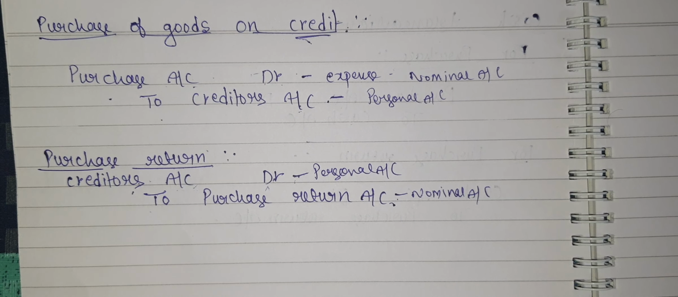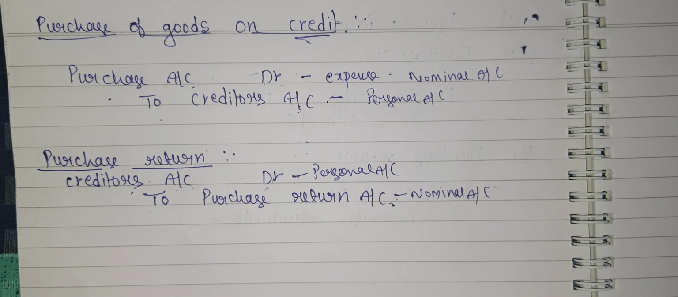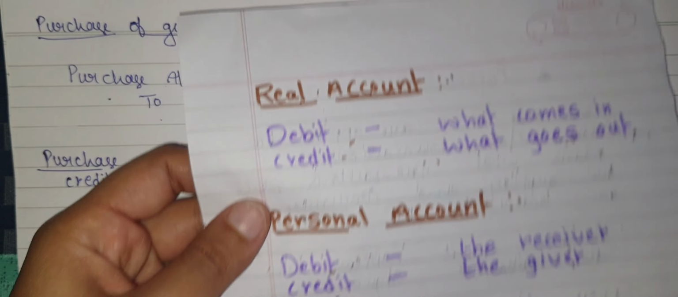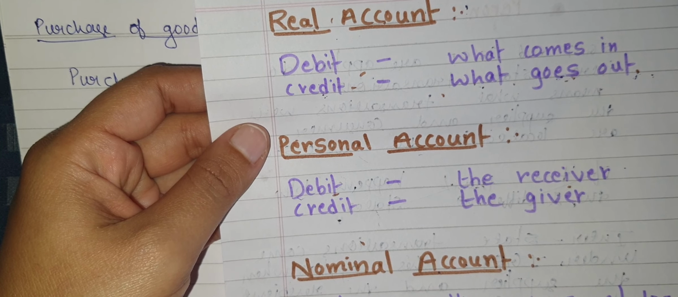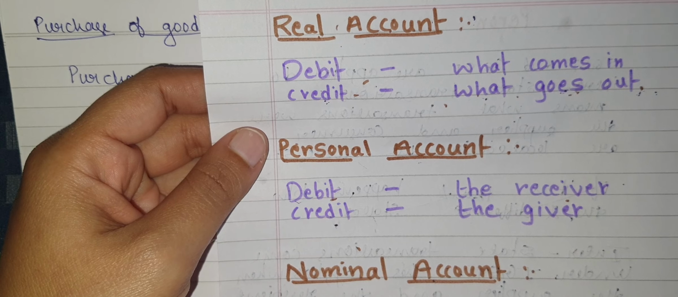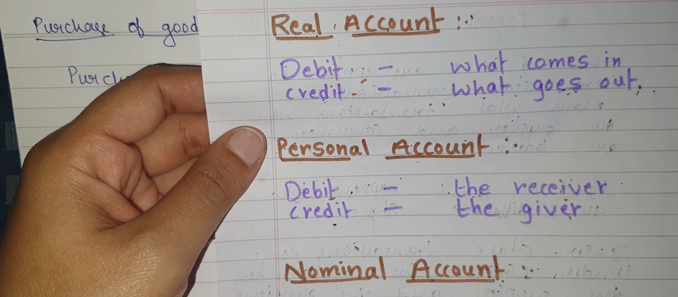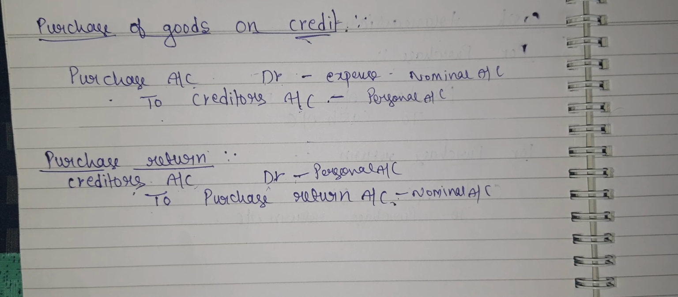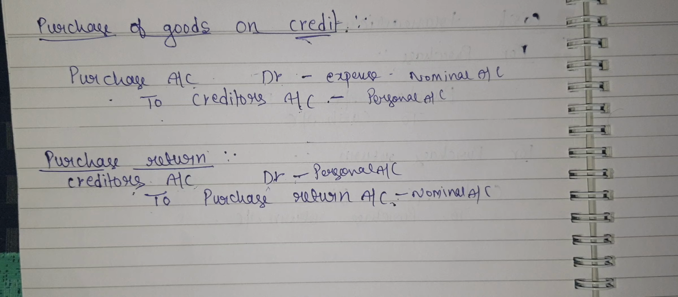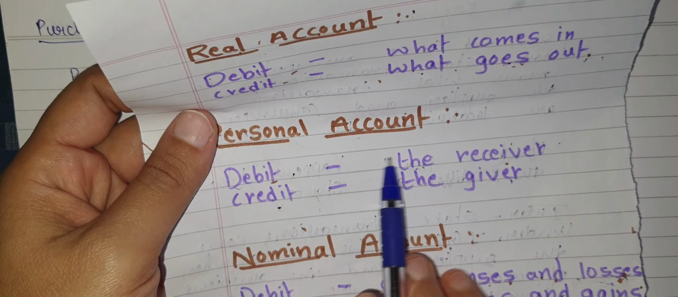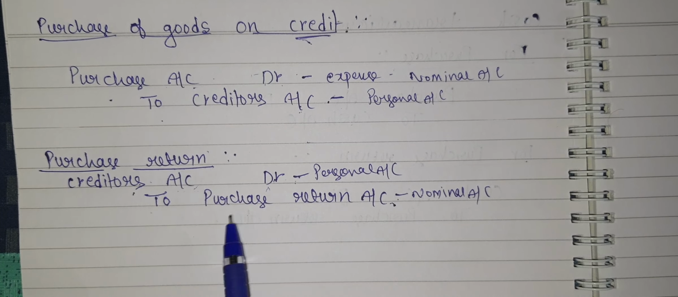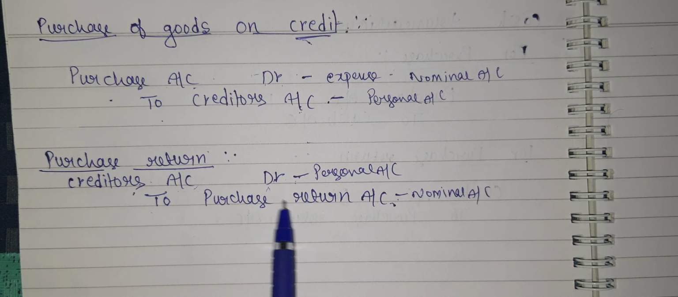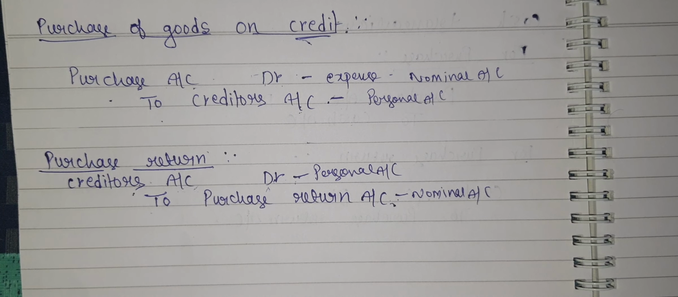When goods are returned to the creditor or the supplier, the creditor is considered the receiver of returned goods. The rule of personal account is debit the receiver. So we need to debit the creditor's account, here meaning the supplier, because he is receiving the goods. The rule is debit the receiver, and we need to credit the purchase return account. Creditor's account debtor to purchase return account.